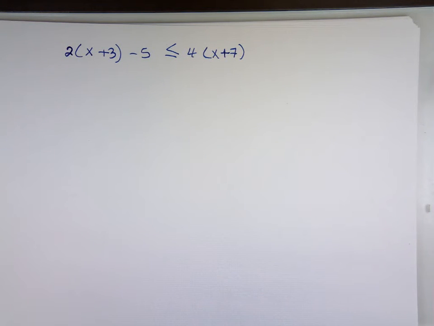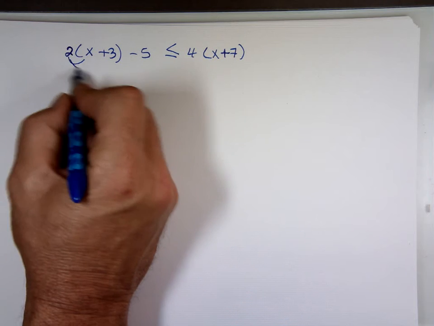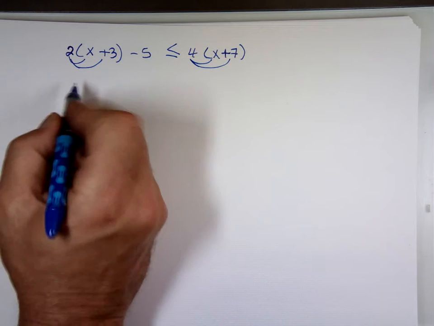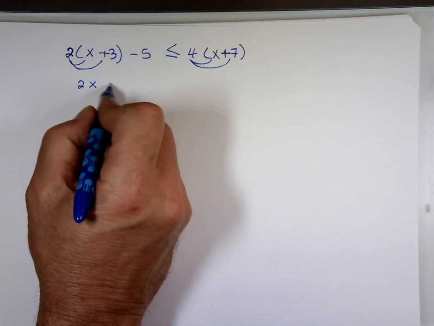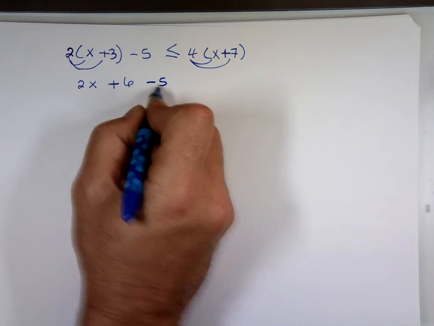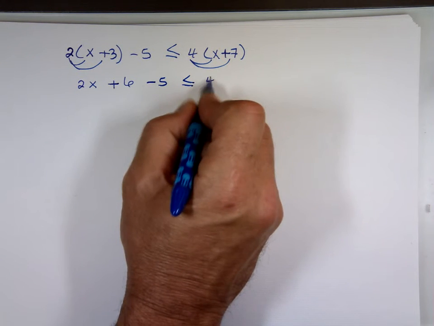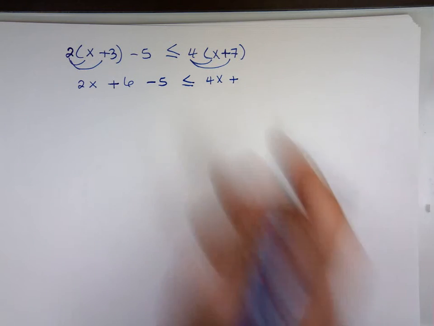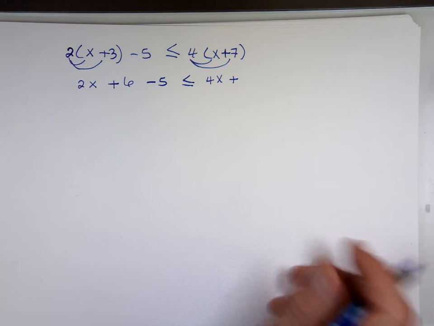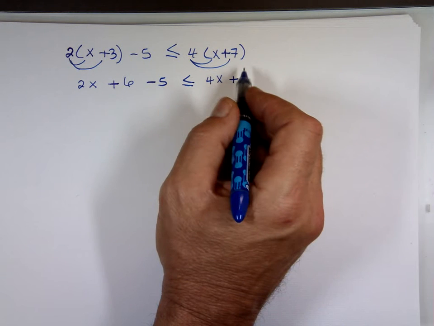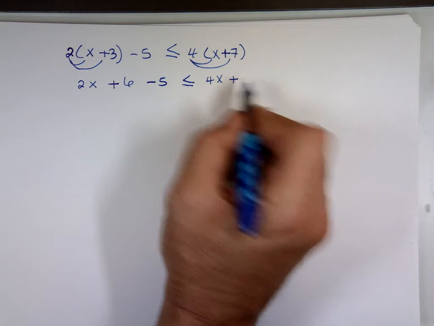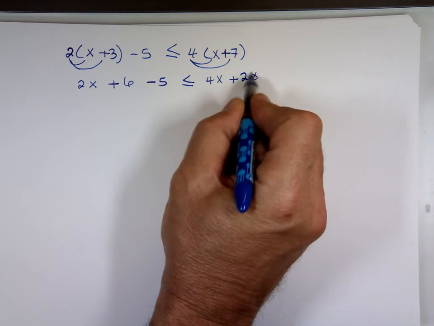2 times x plus 3 minus 5 is less than or equal to 4x plus 7. I just made one up quickly. I have no idea what the solution is. Just like if there was an equation, what would be the first step? Distribute these, right? 2 times x, 2x plus 6 minus 5, less than or equal to 4x plus 7. It's going to be a fraction, but so what?